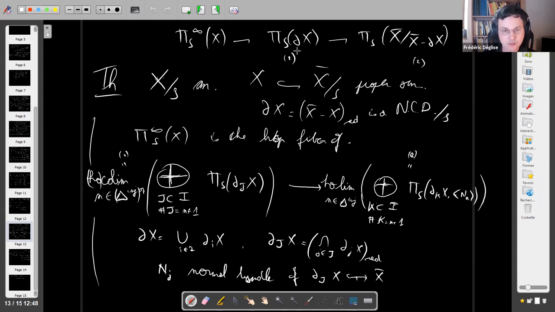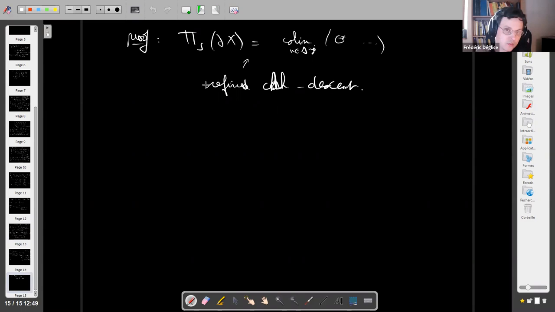But this will not give you this colimit because in particular, you see that this colimit is bounded. So what we have here is the ordered Čech complex associated with this finite cover. And so there is a slight refinement. This is why I said refined CDH descent, which says that you can compute π_S ∂X by the ordered Čech complex. This is not true for all topologies, and it works for probably the bounded topologies like Zariski, Nisnevich, and CDH. Apparently, it does not work for the étale topology, I don't know.